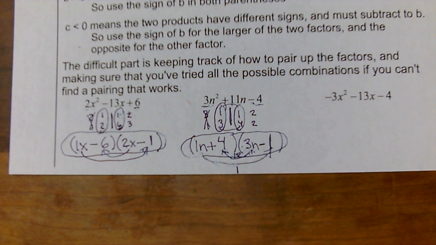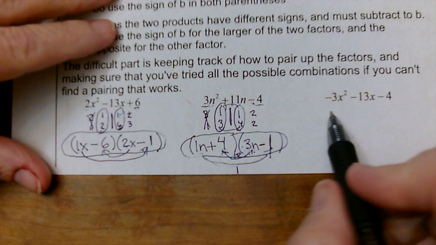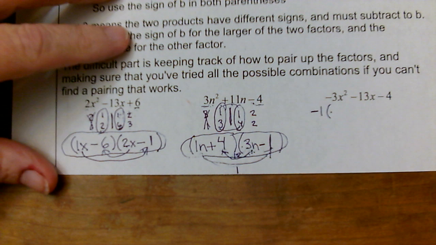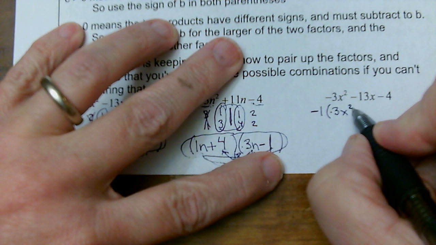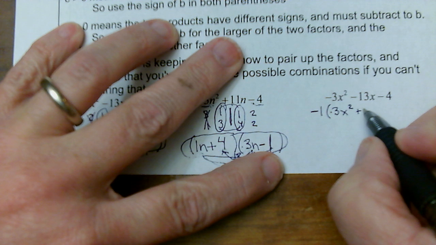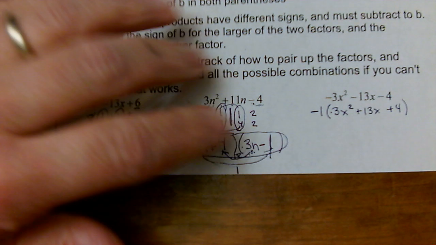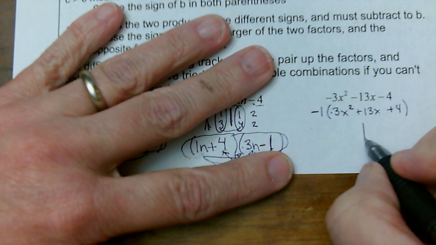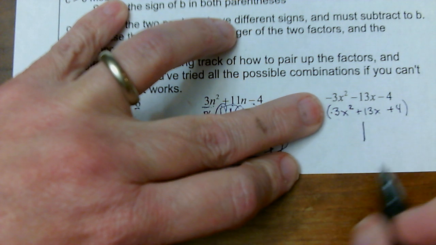For this one, when you have a leading coefficient that's negative, the sign part gets confusing. So when I have a negative leading coefficient, the first thing I do is I factor out negative 1 from the whole thing. And all that does is change the signs of each of the terms. So this is going to be positive 3x squared plus 13x plus 4, and then I need to carry that -1 along when I go to do the factoring. But now I can ignore it and just look at the thing inside when I'm making my chart.